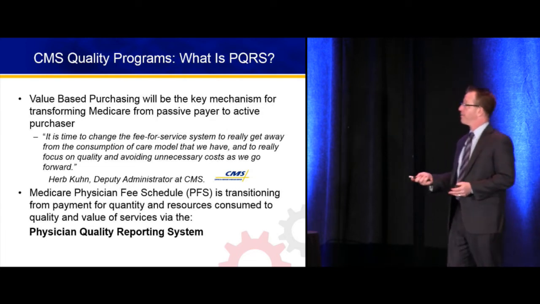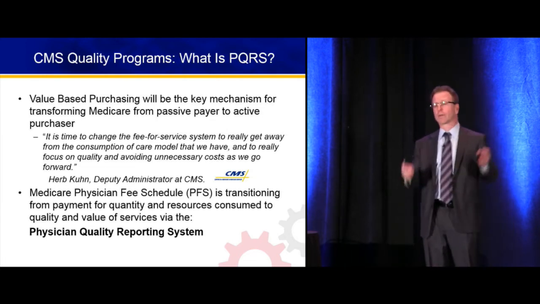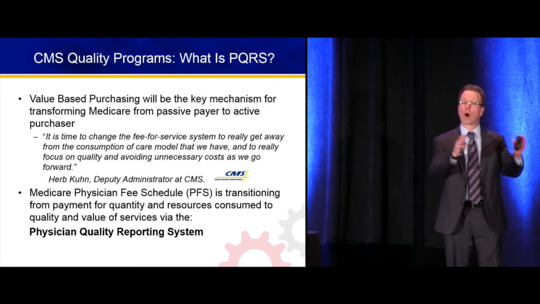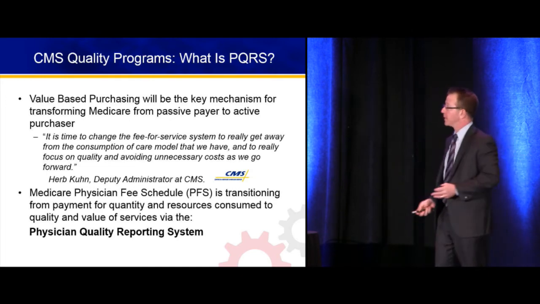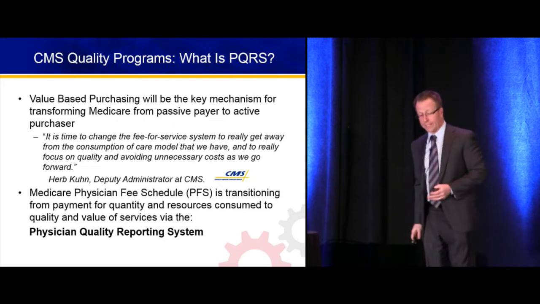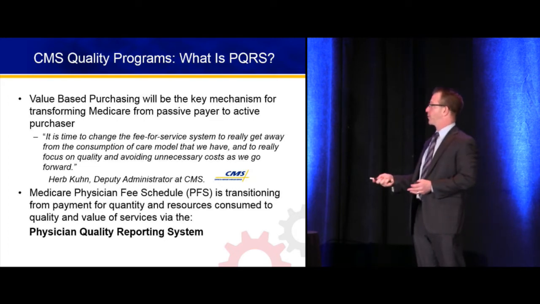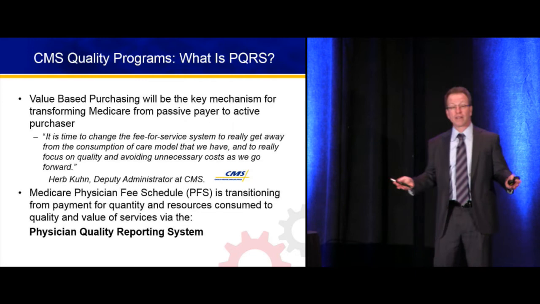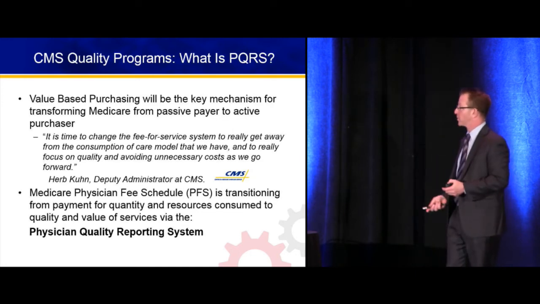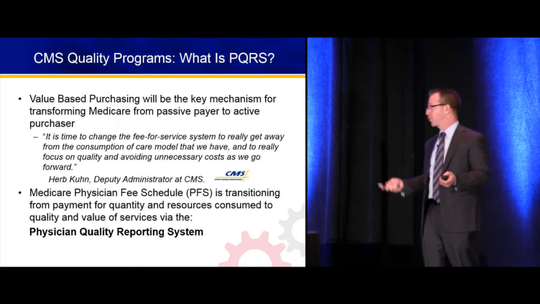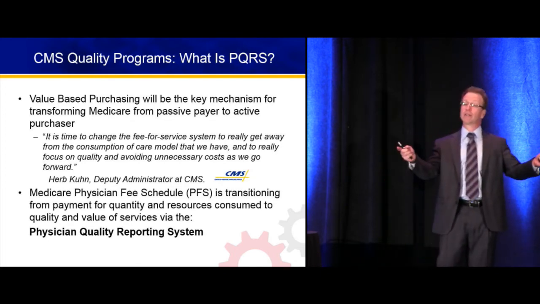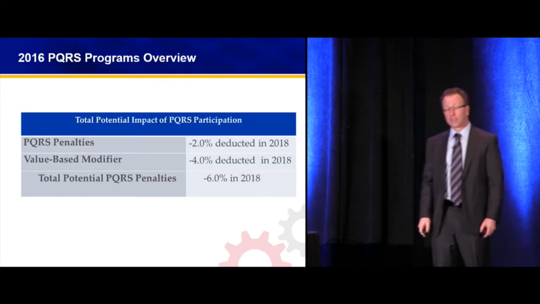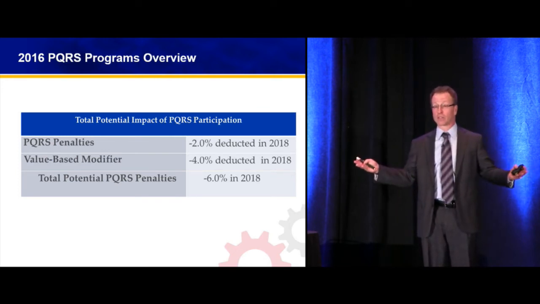Just by way of background, value-based purchasing will be the key mechanism for transforming Medicare from active payer, moving towards value, getting away from volume, getting away from quantity, moving towards quality, which is what everybody in this room is committed to. This is the original quote from Herb Kuhn, then the deputy administrator at CMS. It's time to change the fee-for-service system to really get away from the consumption of care model and focus on quality and avoiding unnecessary costs. That sounds pretty harmonized with the mission of this conference and the folks in this room, transitioning from payment for quantity and resources. It ended up back in 2007 as a PVRP program, now called the Physician Quality Reporting System. The Physician Quality Reporting System has a lot of money at risk for emergency medicine every single year.